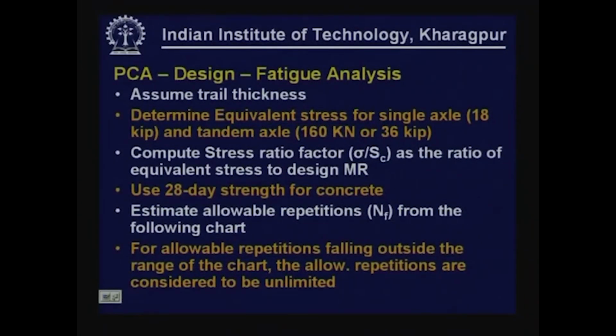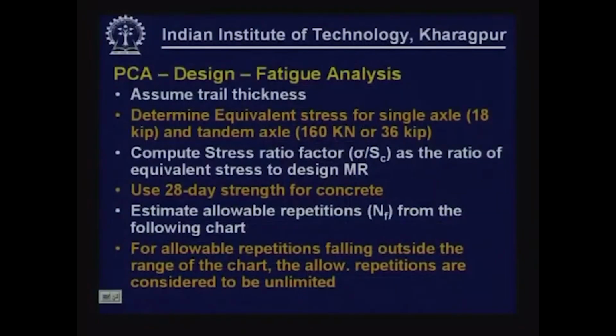Next, we compute stress ratio factor as the ratio of equivalent stress to the design MR. For the given concrete grade that we selected, we know the modulus of rupture value, that is the flexural strength of concrete. Once we know that, we have already selected the equivalent stress value from the table. So, equivalent stress divided by modulus of rupture gives us the stress ratio. Obviously, we will have one stress ratio value for single axle because we have a different equivalent stress value selected from the table for a single axle. Similarly, we will have another value of stress ratio for tandem axle because there is another equivalent stress value that is obtained from the table.